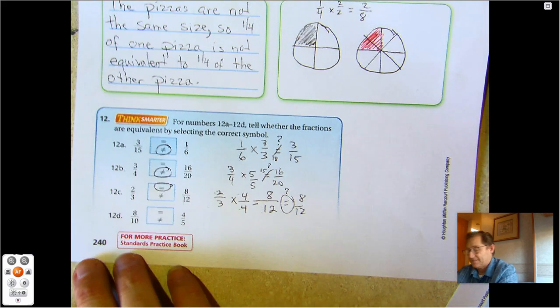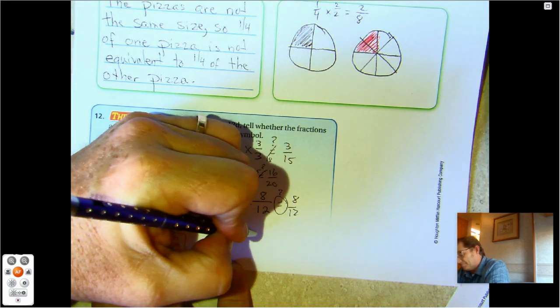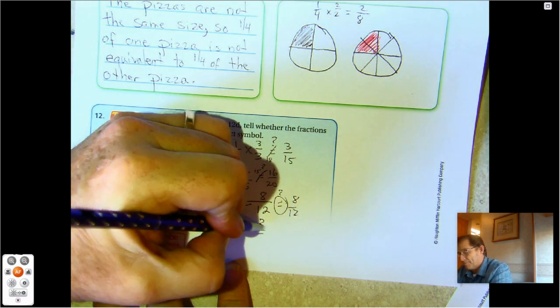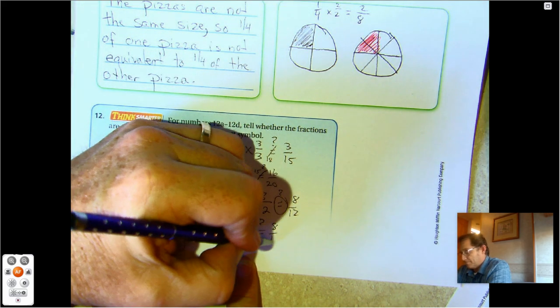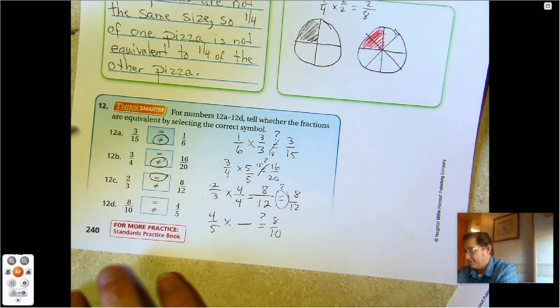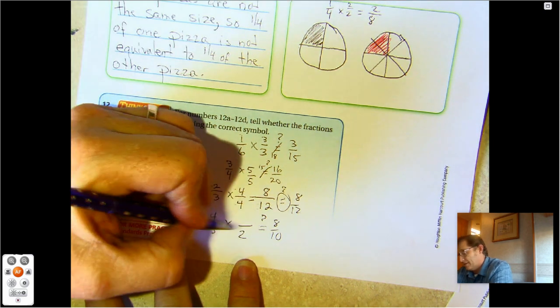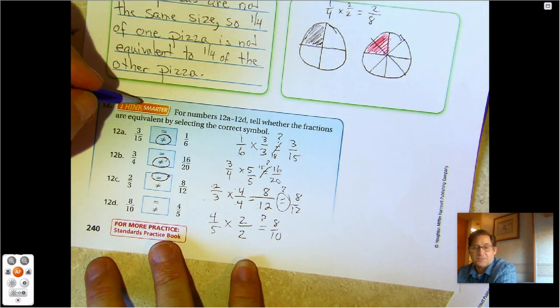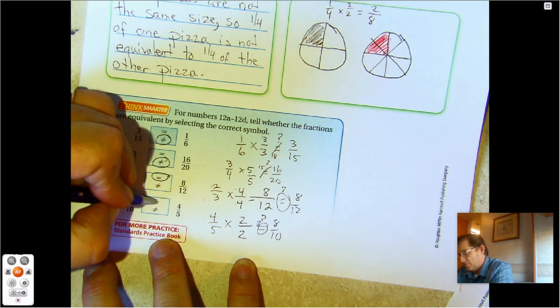Okay, 8/10 and 4/5. Does 4/5 equal 8/10? Well, I have to multiply the fifths by 2 to get tenths. And I also have to multiply the numerator by 2. 4 times 2 is 8. 8 does equal 8, so yes.